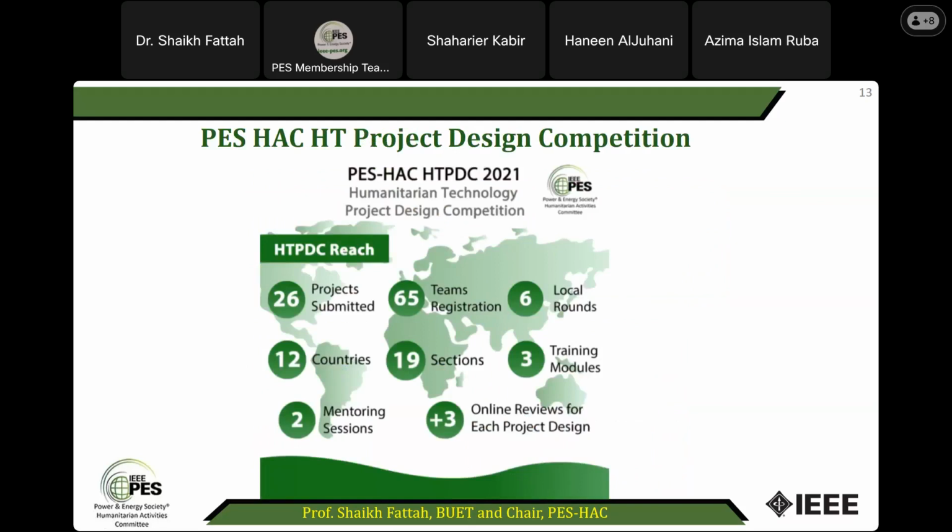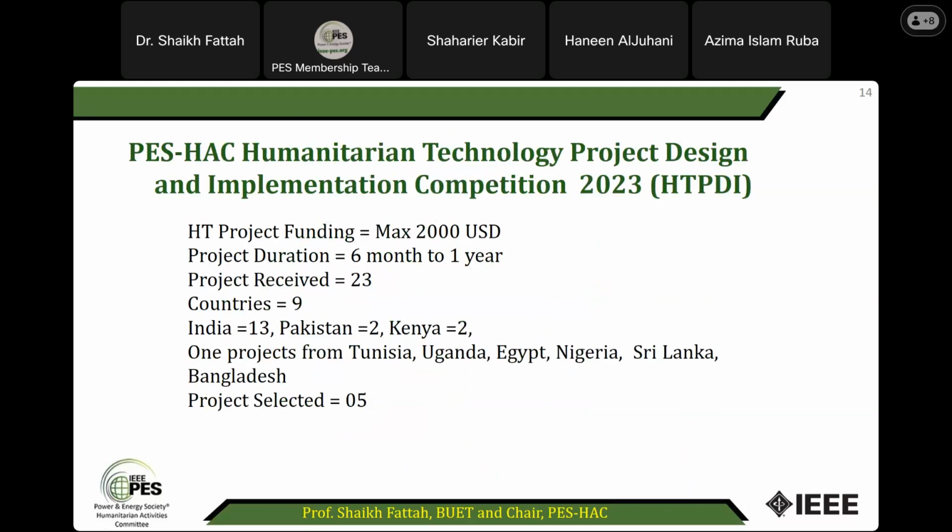This humanitarian technology project design competition was mostly on design. We gave prizes for them. So we had a lot of good designs. You can see huge enthusiasm from 12 countries, 65 teams. Now we are calling it HTPDI. So it's not only design. We are expecting the teams will be implementing their design. I mean, it's not on a bigger scale. The maximum fund limit is 2,000 US dollars.